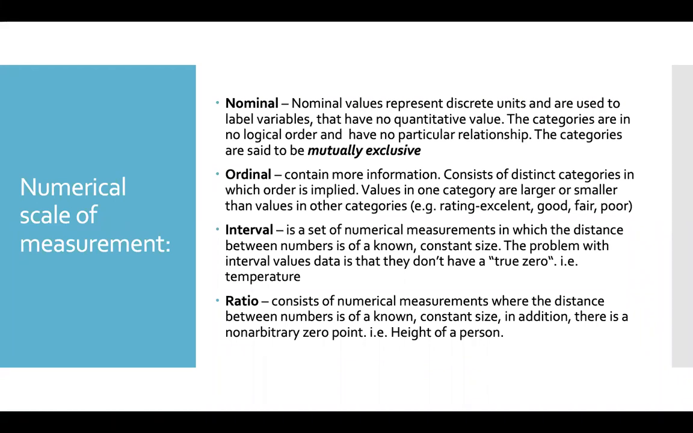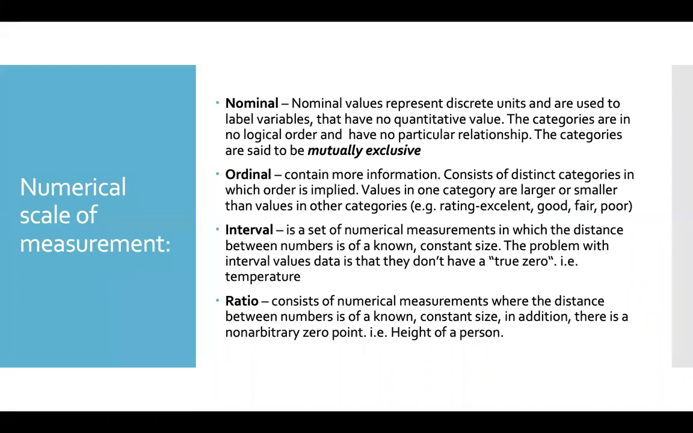Even ordinal data has the mutually exclusive property. When we talk about the mutually exclusive property, I mean that your rating can be excellent, good, fair, or poor, either one of them. One of them will appear, but not 100%, right? So this is one of the things which you need to understand. So ordinal data has order implied to it. That's the additional thing as compared to nominal data, right?